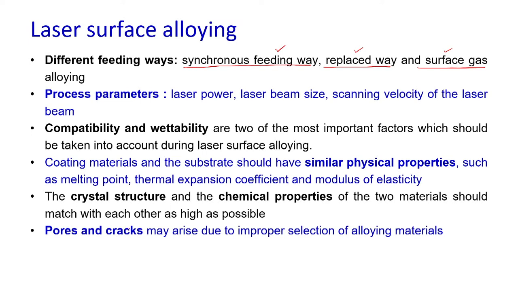Before that, let us see what are the various process parameters which are affecting the performance of LSA. These are the regular parameters such as laser power, laser beam size, and scanning velocity of the laser beam. We have already seen the meaning of all these parameters in our previous classes, and we will also be looking at some of the experimental results in the next few slides.